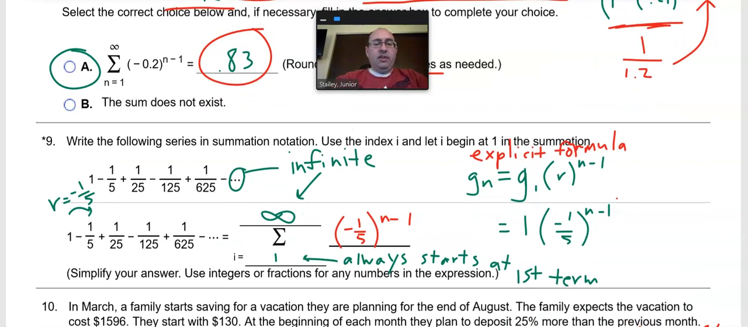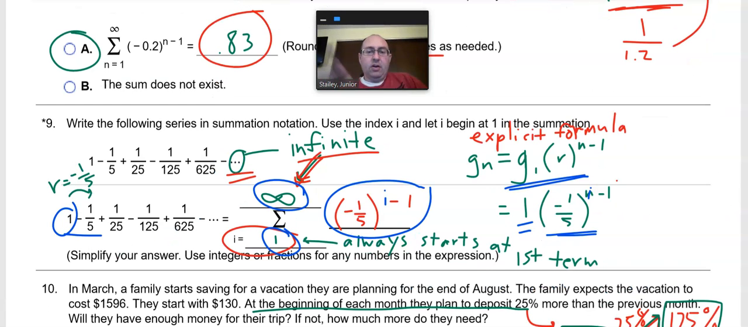We can definitely tell this is infinite because of the dot, dot, dot. Which also, they're asking me to write this in summation notation. So you can see on the bottom here, we start the index. They're using the letter I. And, ooh, I see a mistake in my formula already.